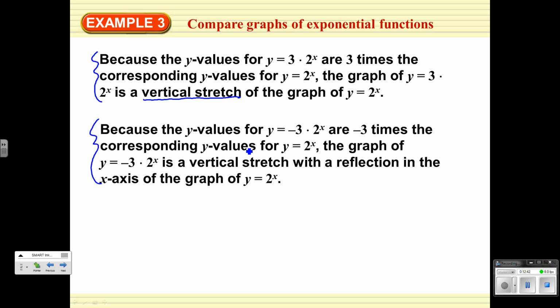So I know that's a lot, that's very confusing, but just think of it: it's stretching and reflecting. So just think about what it looks like, and then describe the look of it compared to the original graph.